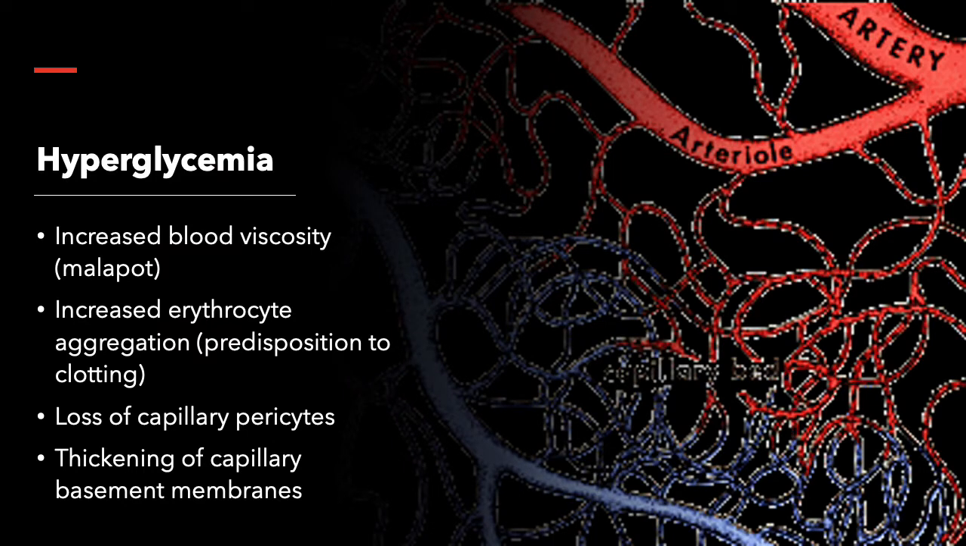Diabetes is a disease that affects an increasing number of Filipinos. It is a disease that leads to hyperglycemia or increased glucose in the blood. This hyperglycemia often leads to blood viscosity, increased red blood cell aggregation, pericyte loss in the capillary walls, and thickening of the basement membrane. All of these histologic changes have an effect on the caliber and blood flow.